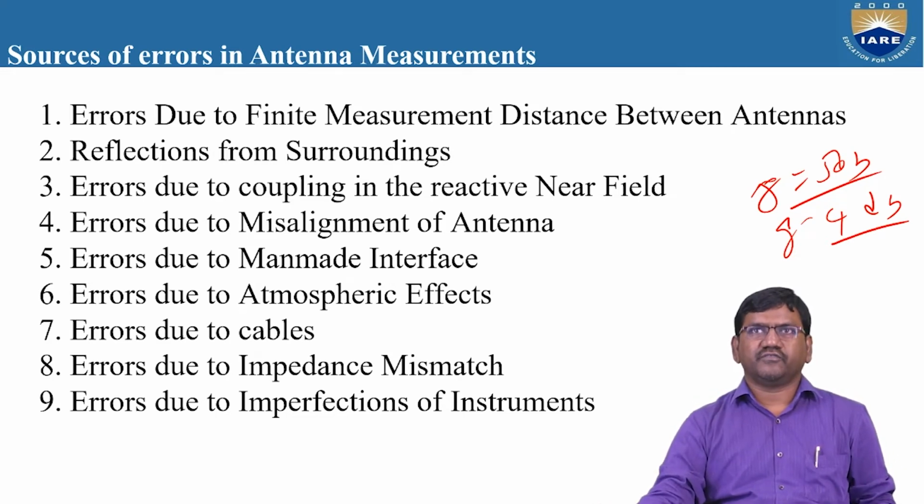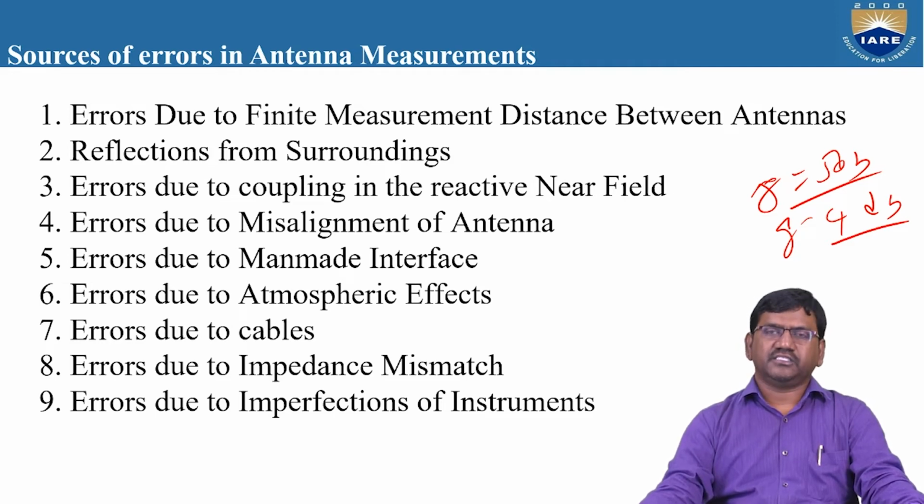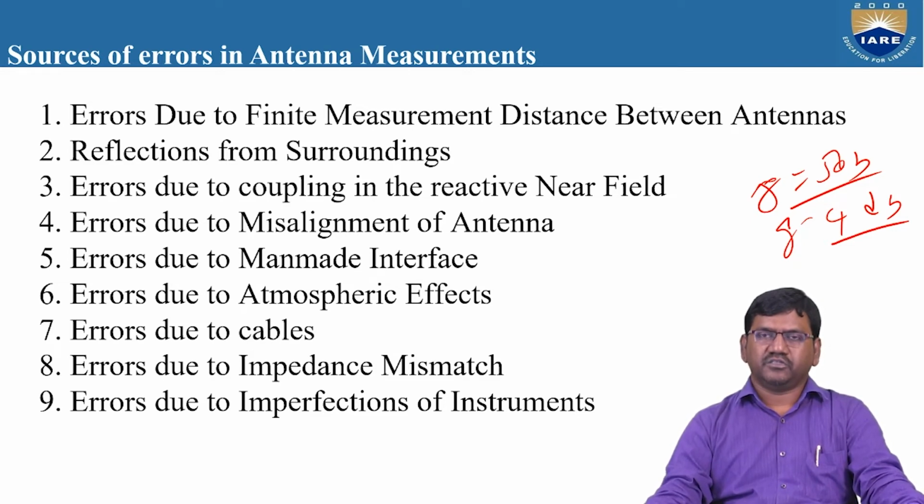There are different sources of errors in antenna measurements. The first is errors due to finite measurement distance between the antennas. The second is reflections from surroundings. The third is errors due to coupling in the reactive near field. The fourth is errors due to misalignment of the antenna. The fifth is errors due to man-made interference. The sixth is errors due to atmospheric effects. The seventh is errors due to cables, impedance mismatch, and imperfections of the instrument. We'll see them one by one.